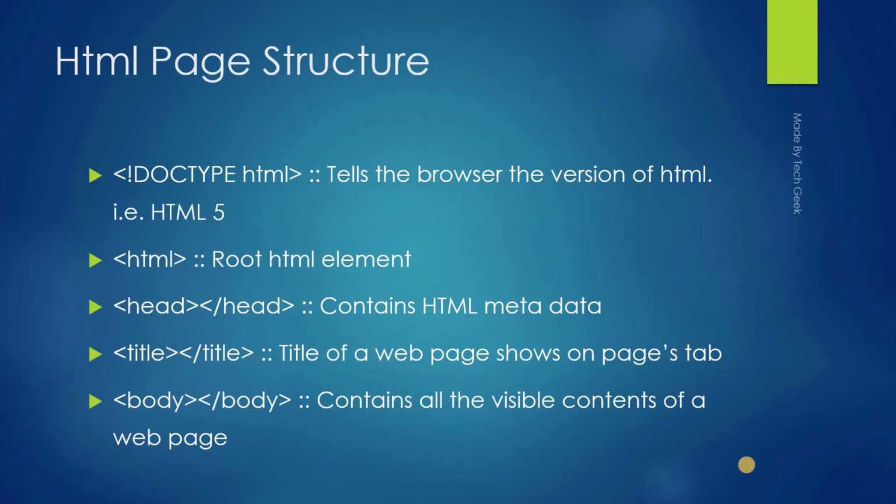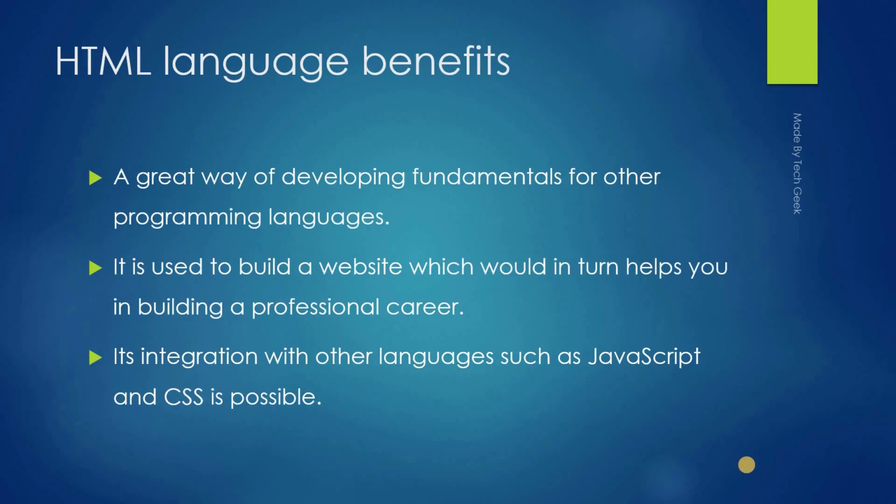The next is the title tag or element. The title tag is used to show the title of a web page on the page tab. So whatever title you give in between those title tags will be shown on the tab. The next important part of HTML structure is the body tag. In the body tag, all the visible contents go. What appears on the web page is totally enclosed inside the body tag. It may be images, headings, paragraphs, tables, forms, which we will discuss in the upcoming lectures in detail.